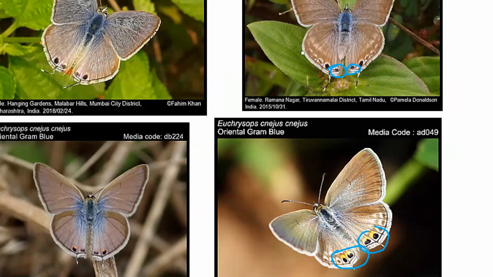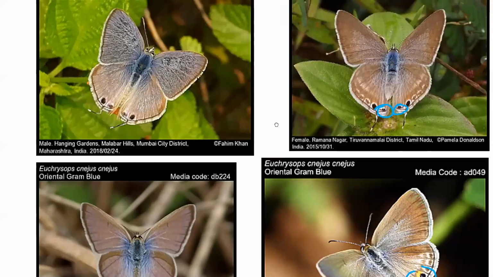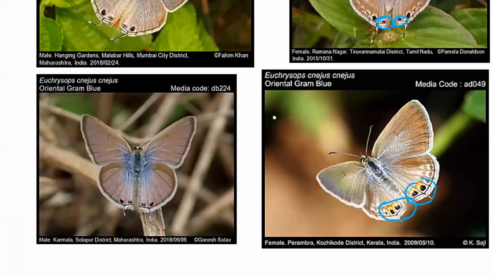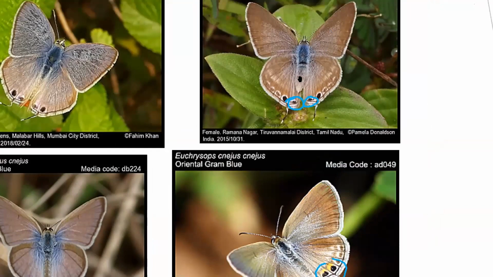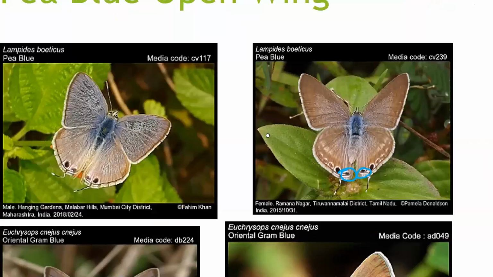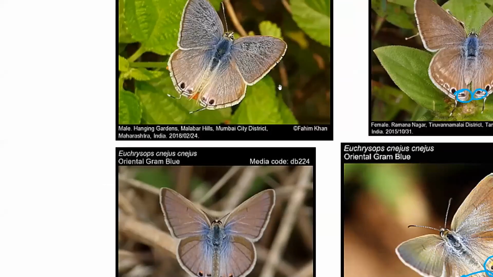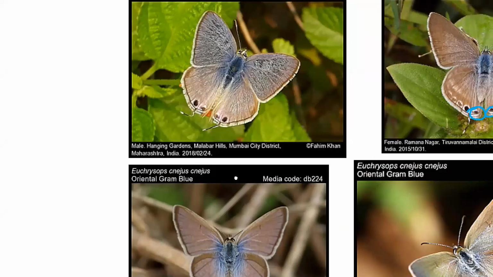These are very minute observations, and you may not require this much of observations initially in the wild. So sometimes you also get confused to identify this. And also you see the gram blue, that yellow crown is very prominent, which is missing from the female of the pea blue. That's how the difference between, but otherwise they look almost same in the field. Of course, the color of the male is different in case of gram blue, and it's bright blue in the case of your pea blue.